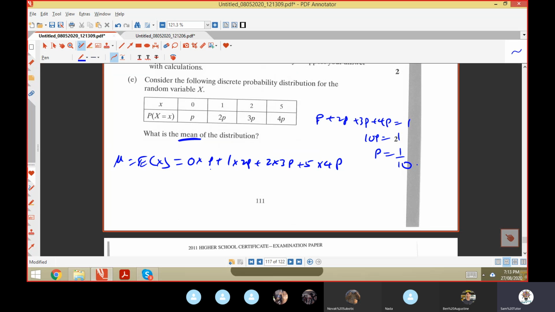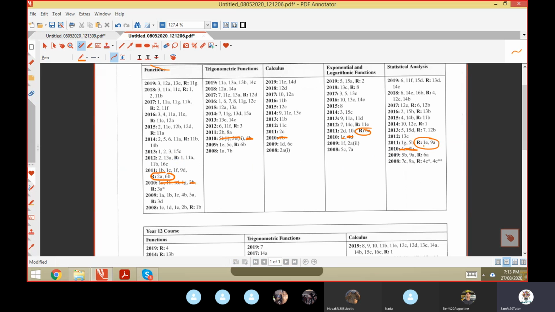You've got to trust yourself. 0 times p plus 1 times 2p plus 2 times 3p plus 3 times 4p. But you know what p is. It's 1 on 10. Any questions? The answer should be, again, I don't know if you guys are interested in the answers, because the answers are not the problem. It's about the process. Yeah, 2.8. Here you go, 2.8. It's in the calculator. 1e.